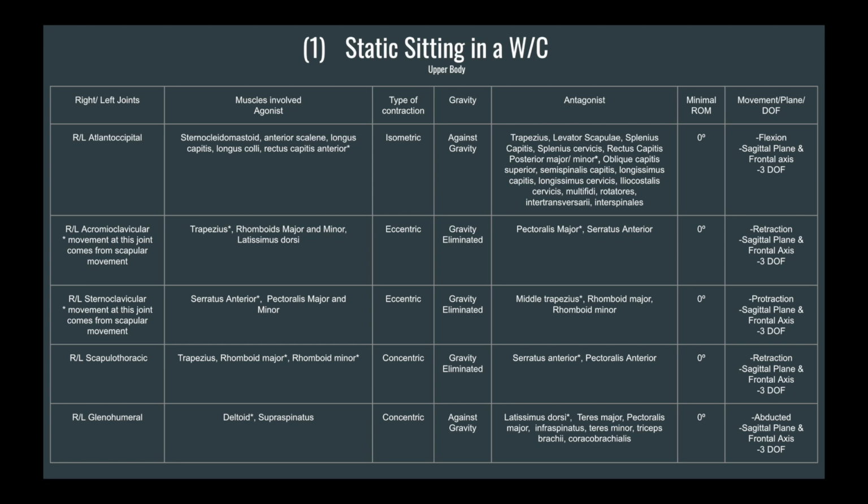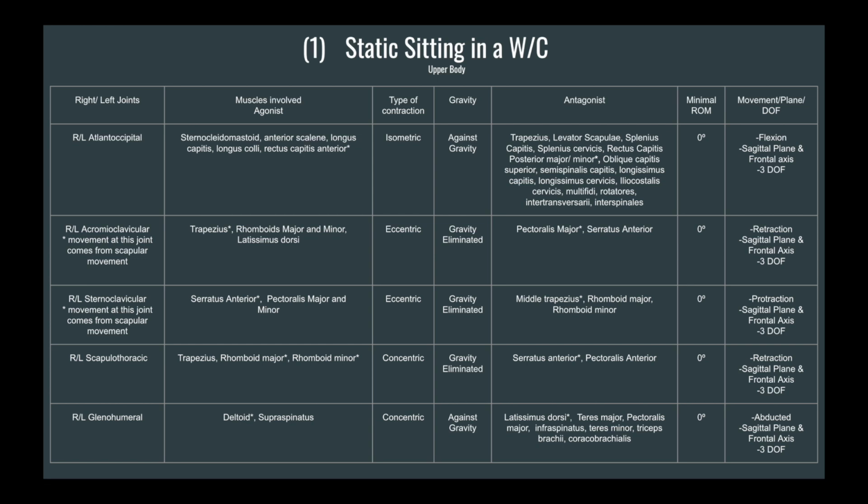Next is the sternoclavicular joint in protraction in the sagittal plane and frontal axis. The agonist main muscle is the serratus anterior, and the antagonist main muscle is the middle trapezius. Next is the scapulothoracic joint in retraction in the sagittal plane and frontal axis. The main agonist muscle is the rhomboid major and rhomboid minor. And the main antagonist muscle is the serratus anterior.